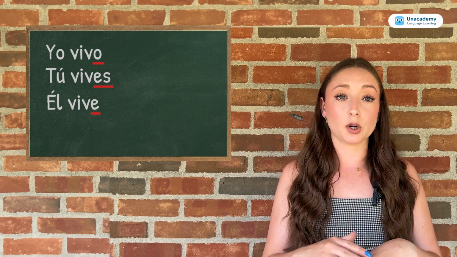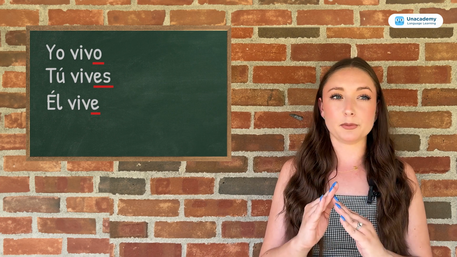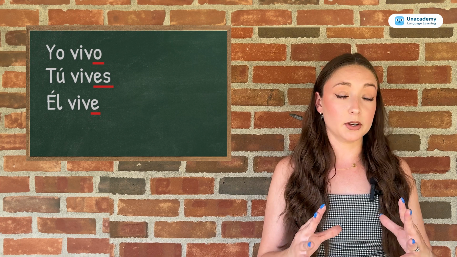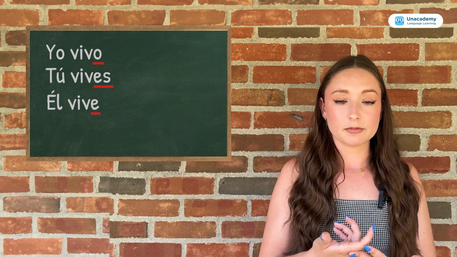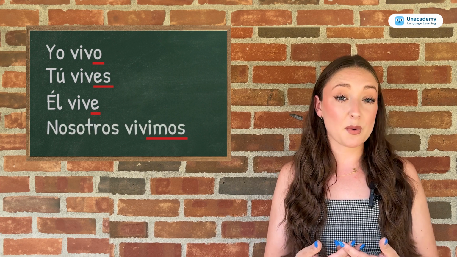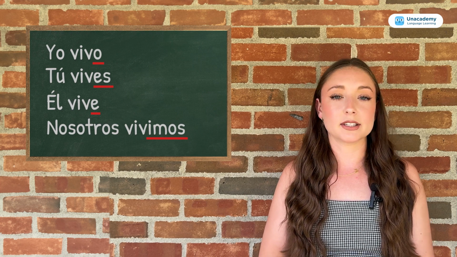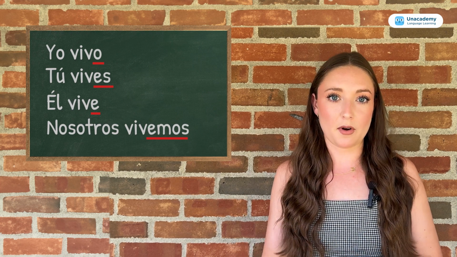Now, this next one is for nosotros, we. This is the only one that's slightly different between ER and IR. But since we're focusing on vivir right now, the ending for the verb vivir in the present tense is vivimos, I-M-O-S, imos. Now, if it's an ER verb, the ending for nosotros is emos, E-M-O-S.